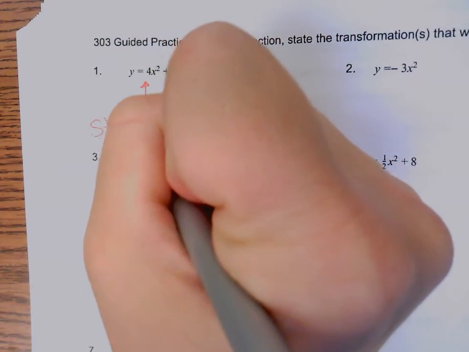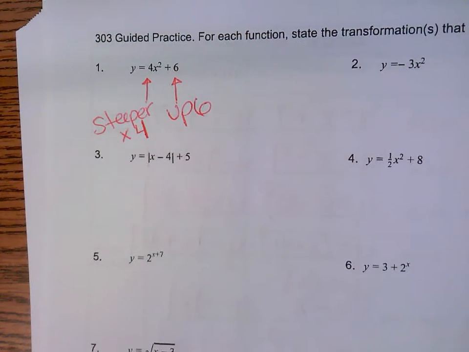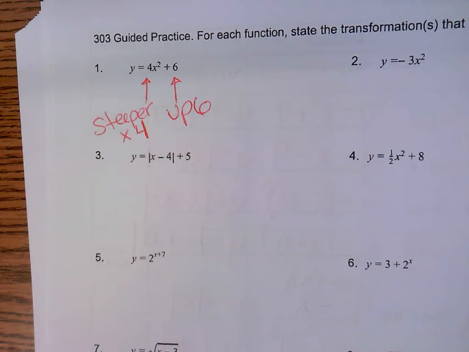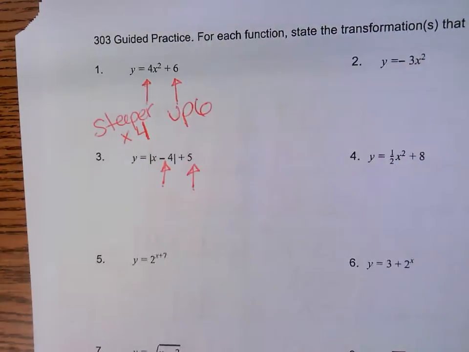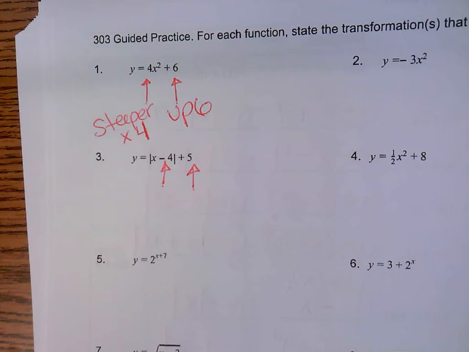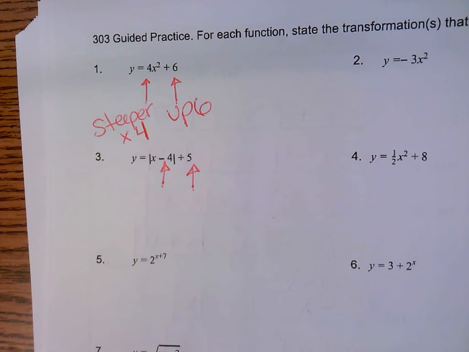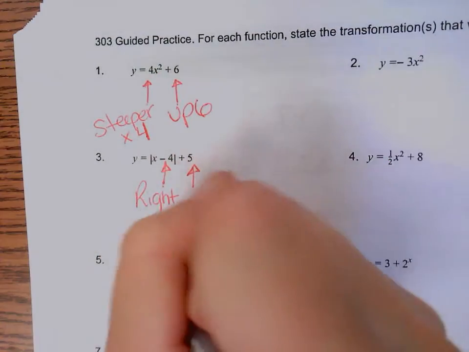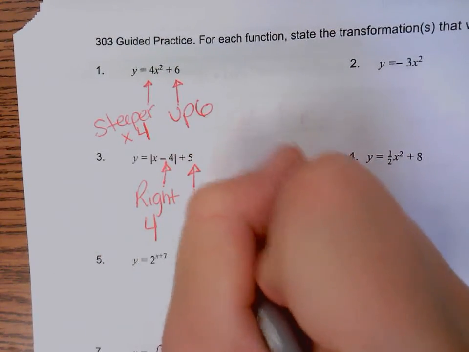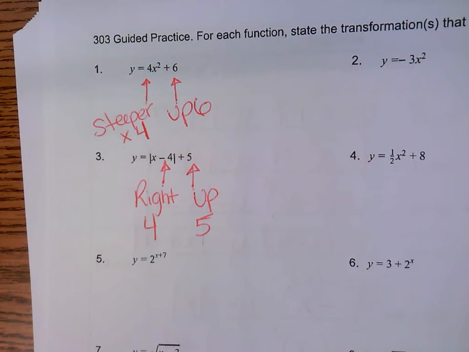Let's do one more together. How about 3 underneath it? What two things are these guys doing to the function? Am I moving up, down, and left or right? You can use your kind of cheat sheet that we just did. So the 4 moves it to the right 4 and up 5. Does it kind of make sense how to go through that guided practice? All right, so you are doing the guided practice.